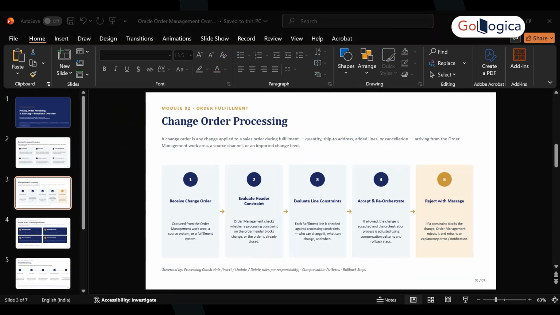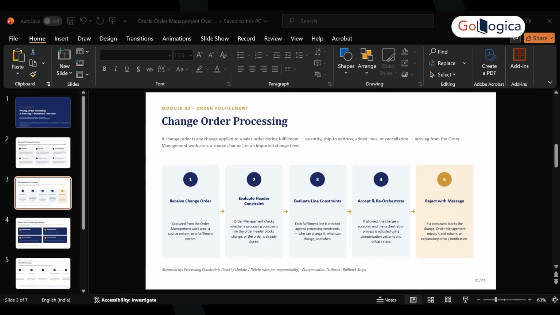And that is our change order processing. So in this module, we will understand what change order processing is. This is something that happens in the real business environment. Once a sales order is created, it is very common for customers to request changes before the order is fully fulfilled. So in that case, a customer may decide to increase or decrease the quantity, change the shipping address, add a new product, remove an existing product, or even cancel the order entirely.